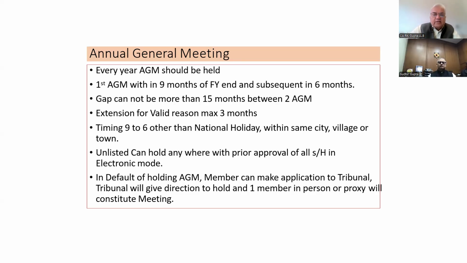Timing of holding the AGM is 9 a.m. to 6 p.m., other than on a national holiday. Preferably, it should be held within the same city, village, or town. If you are an unlisted company, then you can hold it anywhere with the prior approval of all shareholders in electronic mode. If you fail to hold an annual general meeting, then members can make an application to the tribunal, and the tribunal will give directions to hold it. One member, in person or by proxy, can constitute the meeting in such a case.